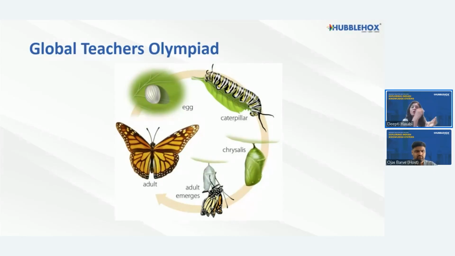This list you will also get from Hubble Hawks if they are taking part. Am I right, Ojas, on that? Yes, the topics are available on the Global Teachers Olympiad page, under the syllabus section of each level from foundational to secondary.